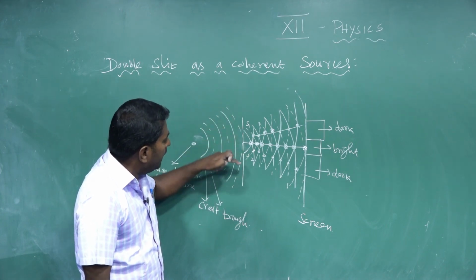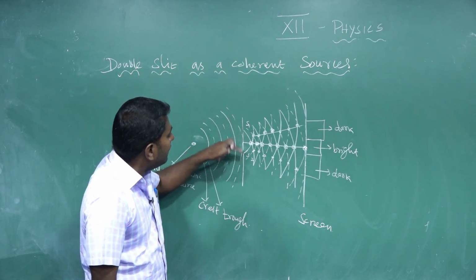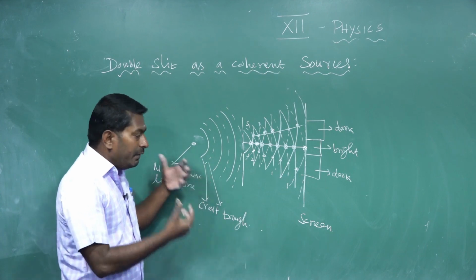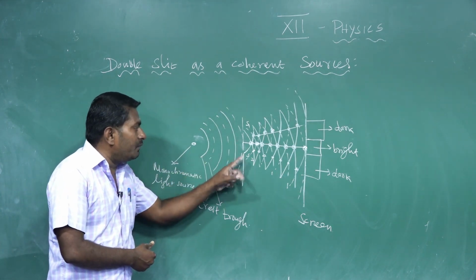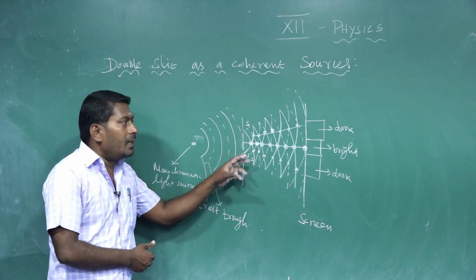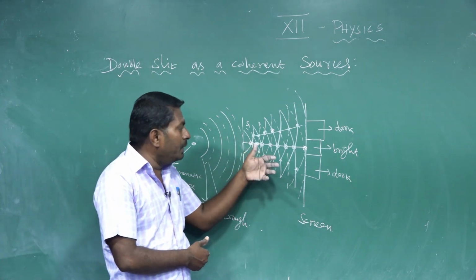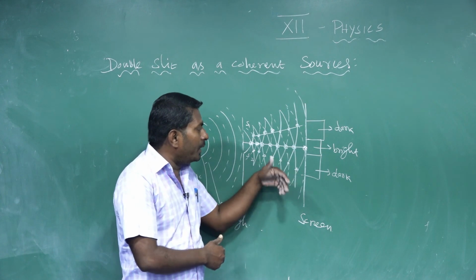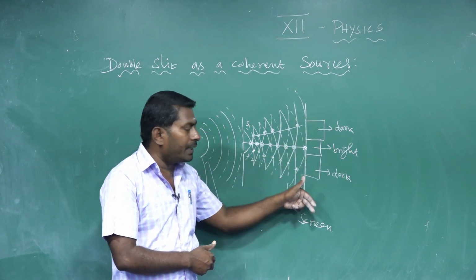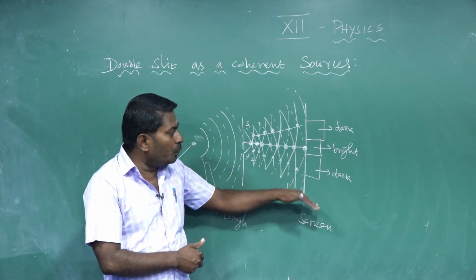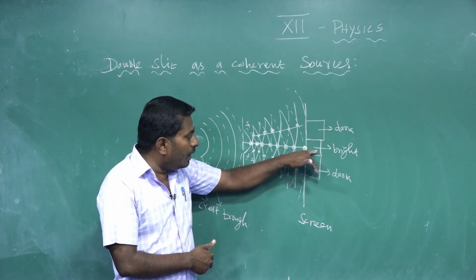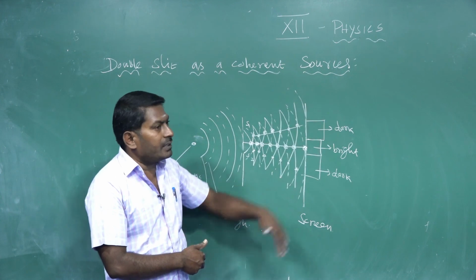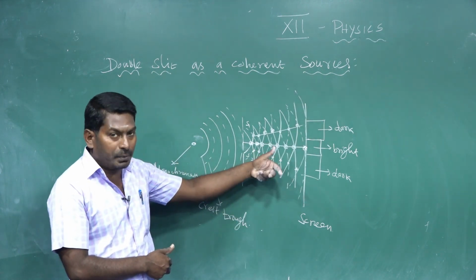Therefore, S1 and S2, the two narrow slits, act as two coherent light sources. We have only one monochromatic light source. With the help of two narrow slits, we produce two coherent light sources. After producing coherent light waves, we can produce interference bands on the screen. Alternately, dark and bright fringes are observed on the screen. These fringes are called interference fringes.